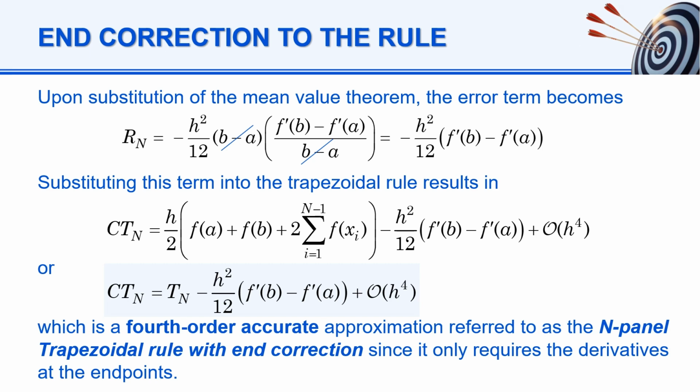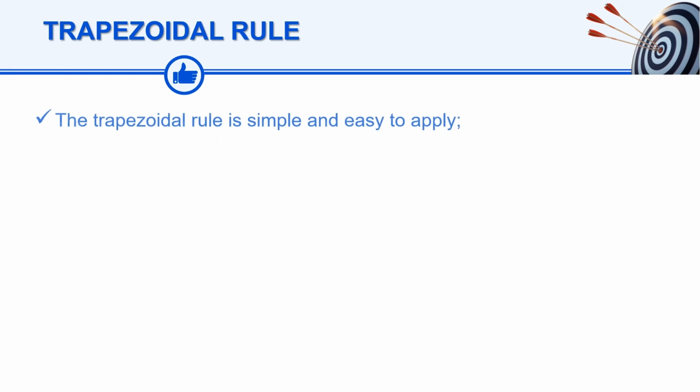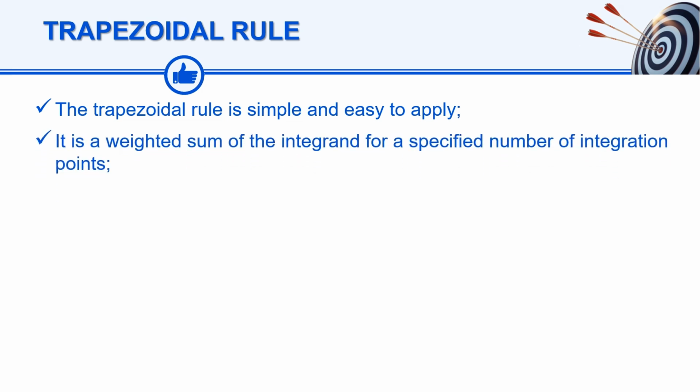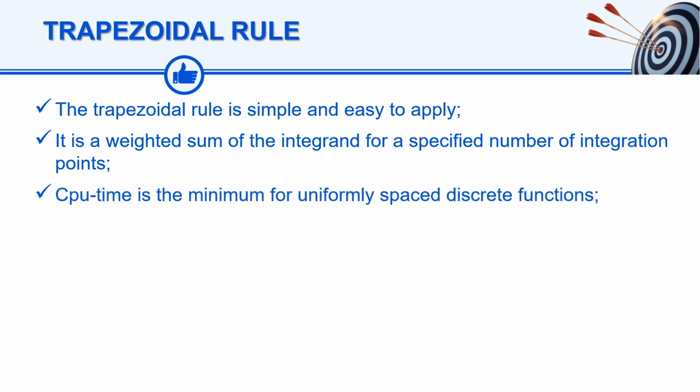The advantages of the trapezoidal rule are: the trapezoidal rule is simple and easy to apply. It is a weighted sum of the integrand for a specified number of integration points. CPU time is the minimum for uniformly spaced discrete functions.